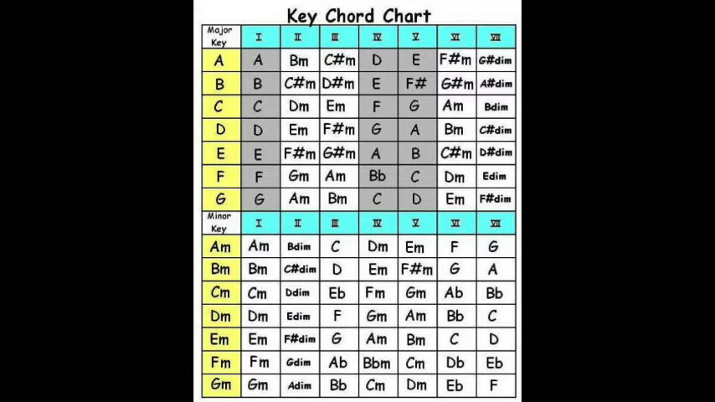Okay, but to continue on, we have the key of G in the CAGED system, and the 6th degree scale of the key of G major, its parallel minor key is E minor. For the key of E major, its parallel minor key is C sharp minor. And in the key of D, its parallel minor is B minor.